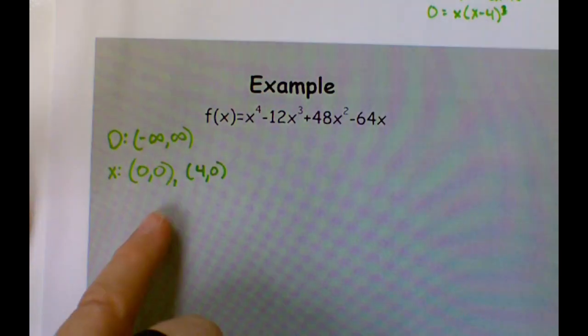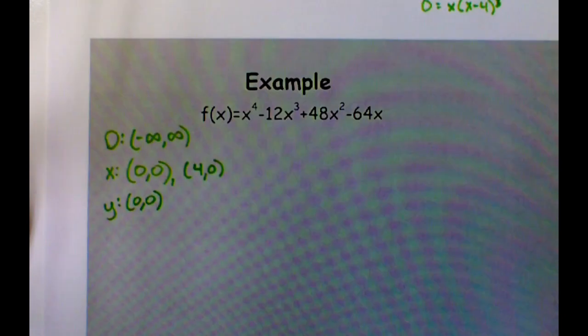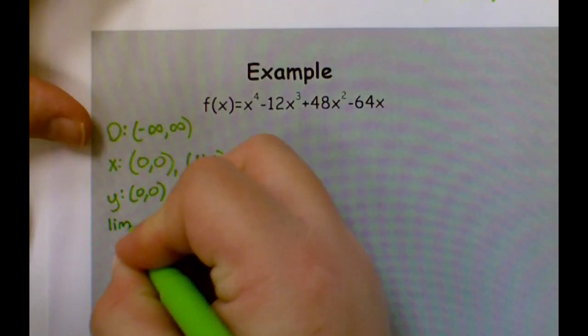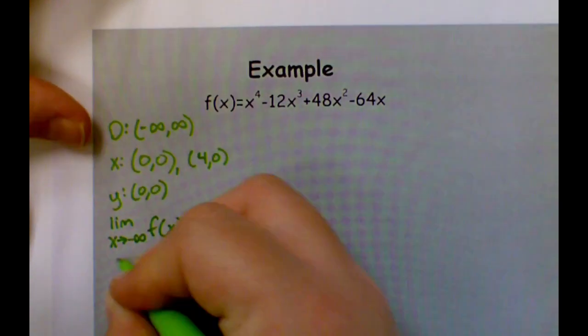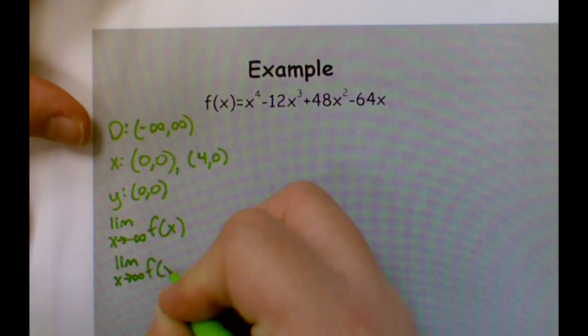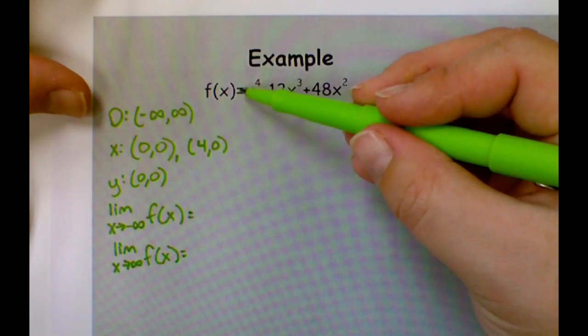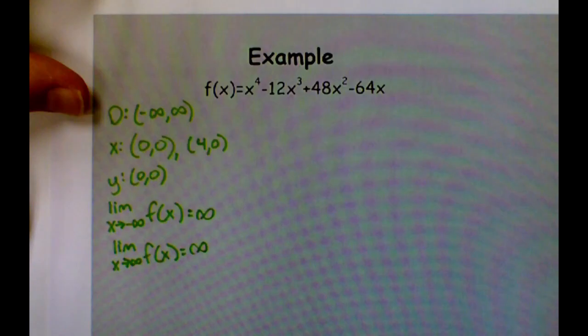My y-intercept is 0, 0. I'll write it down. We already said no asymptotes. And end behavior. This goes back to our polynomial rules. Even degree, positive leading coefficient, both ends go up, so both ends are positive infinity.